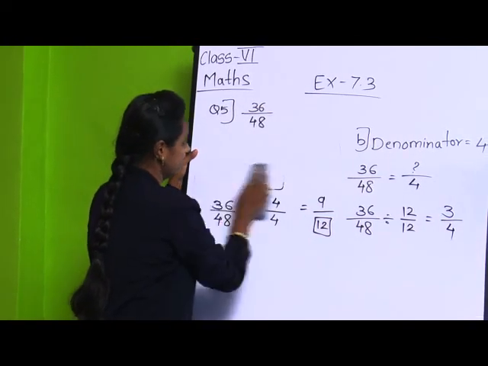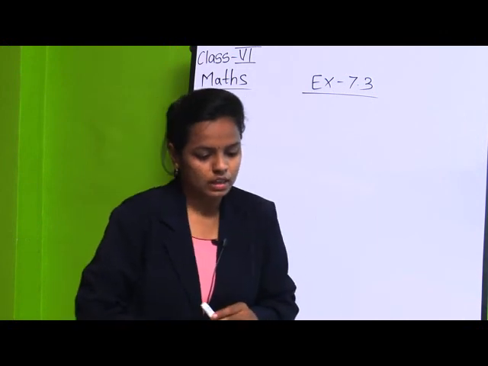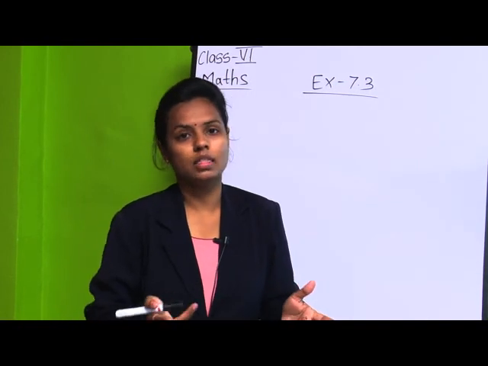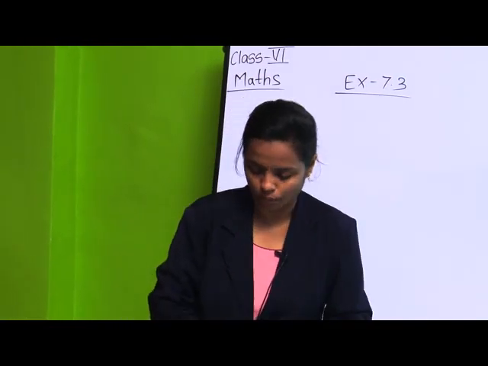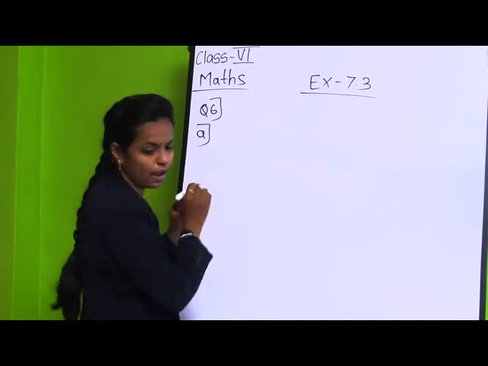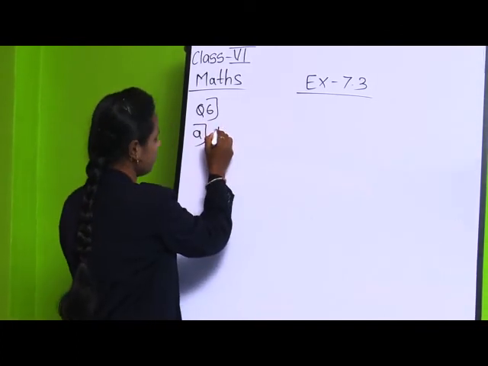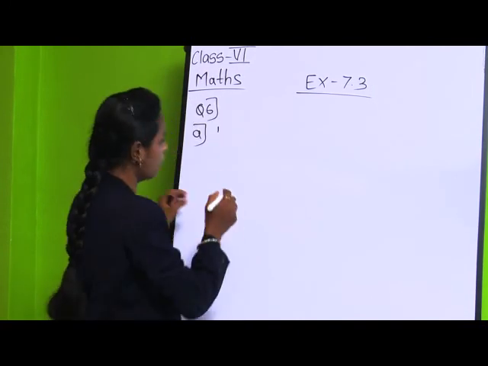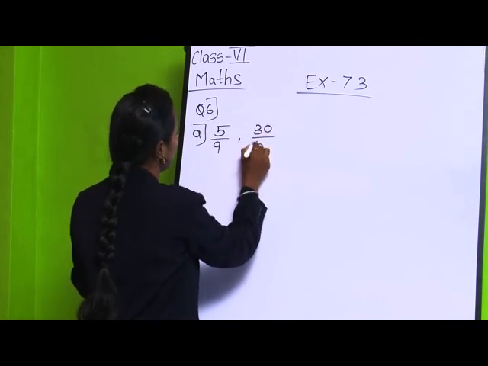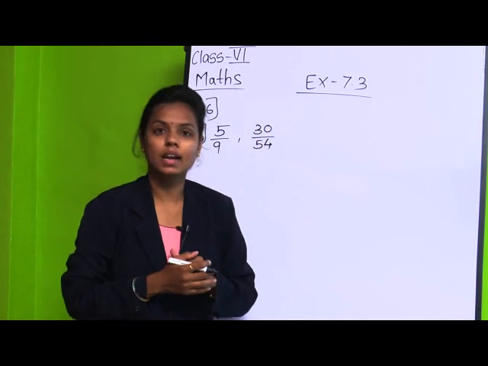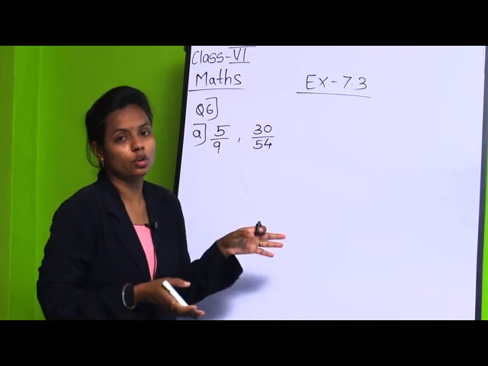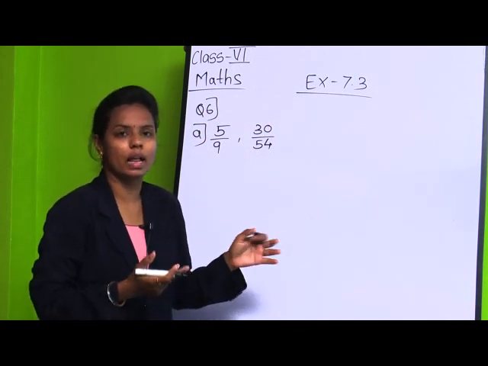Question number 6. The next question we have: check whether the given fractions are equivalent. A few fractions are given, and we need to check whether both fractions are equivalent or not. The first one is question 6A. We have 5 by 9 and 30 by 54. We need to check whether these fractions are equivalent or not.